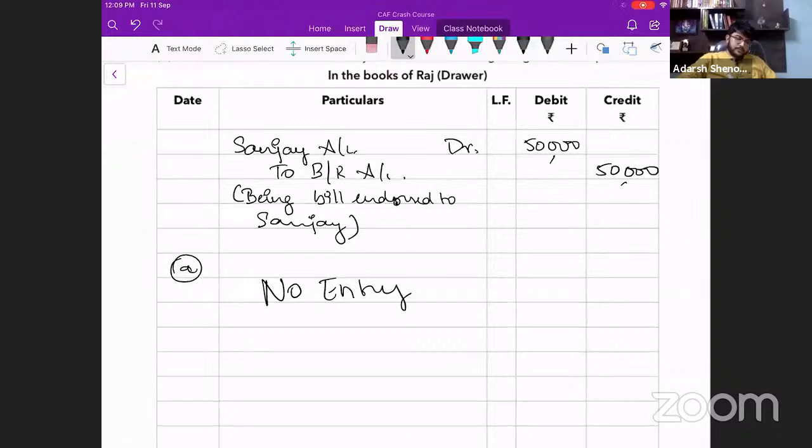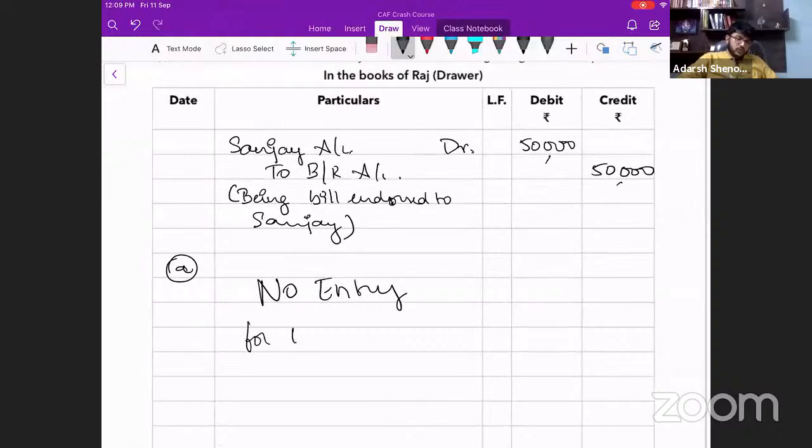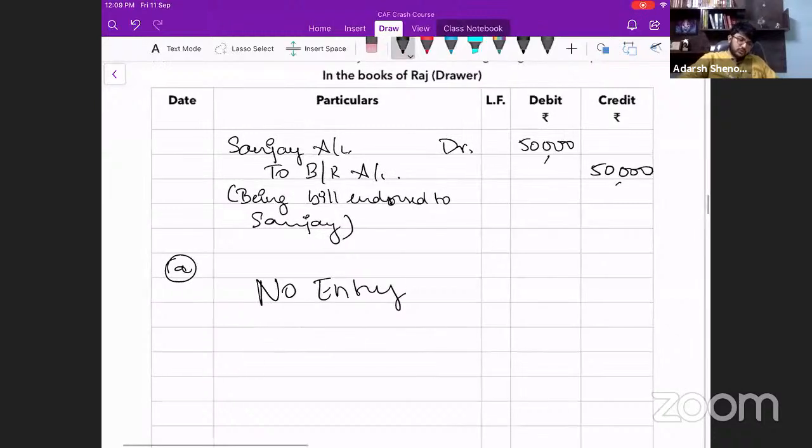No entry for honoring, or no entry when the endorsed bill is honored.